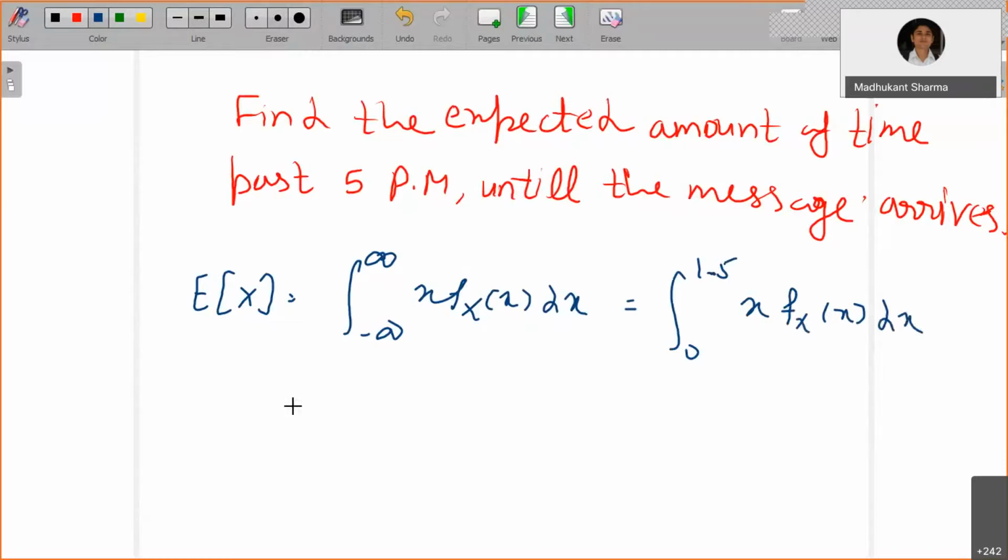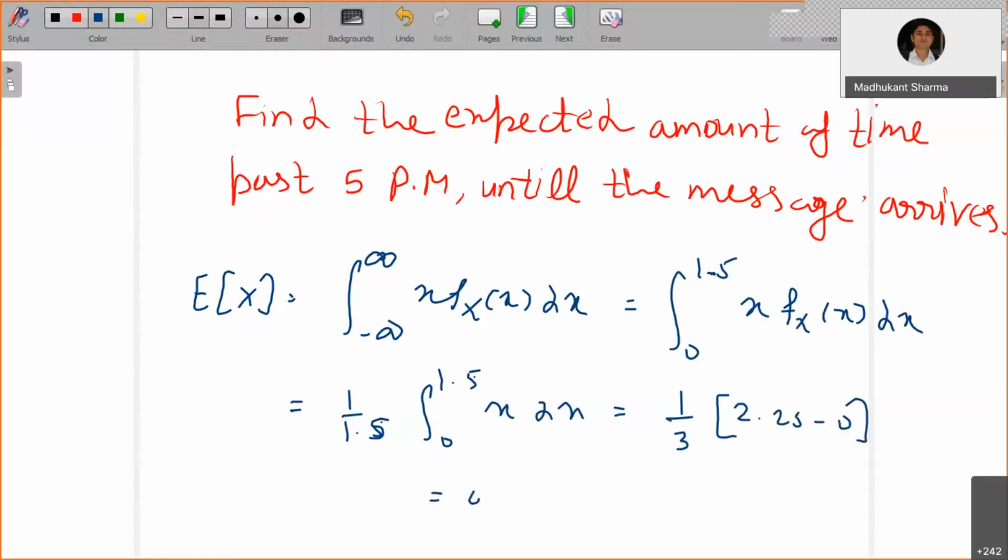Now I can use the values. That's 1 by 1.5 times the integration from 0 to 1.5 of x dx. So that's going to be 1 upon 3, because x square by 2, so 1.5 into 2 is 3, times x square, so you have 1.5 square minus 0. That equals 2.25 divided by 3, so that's going to be 0.75.